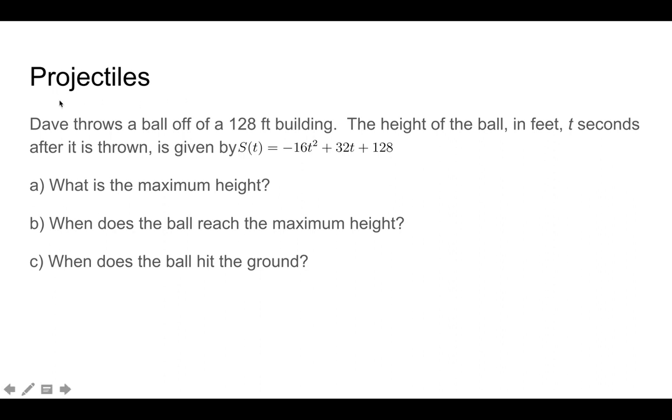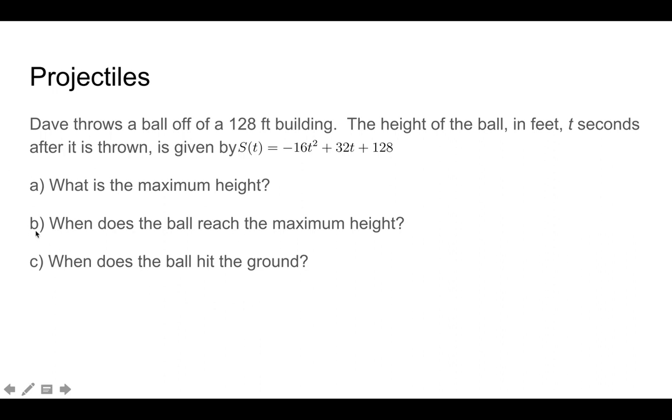Okay, so here we've got Dave throwing a ball off a building. We're given a formula for the height of the ball. T here is measured in seconds. That's our time after Dave throws the ball. And S is measured in feet. That's the height, T seconds after he throws it. And we're going to answer 3 separate questions. We'll find the maximum height. We'll find the amount of time it takes to reach the max height. And how long it takes for the ball to hit the ground.